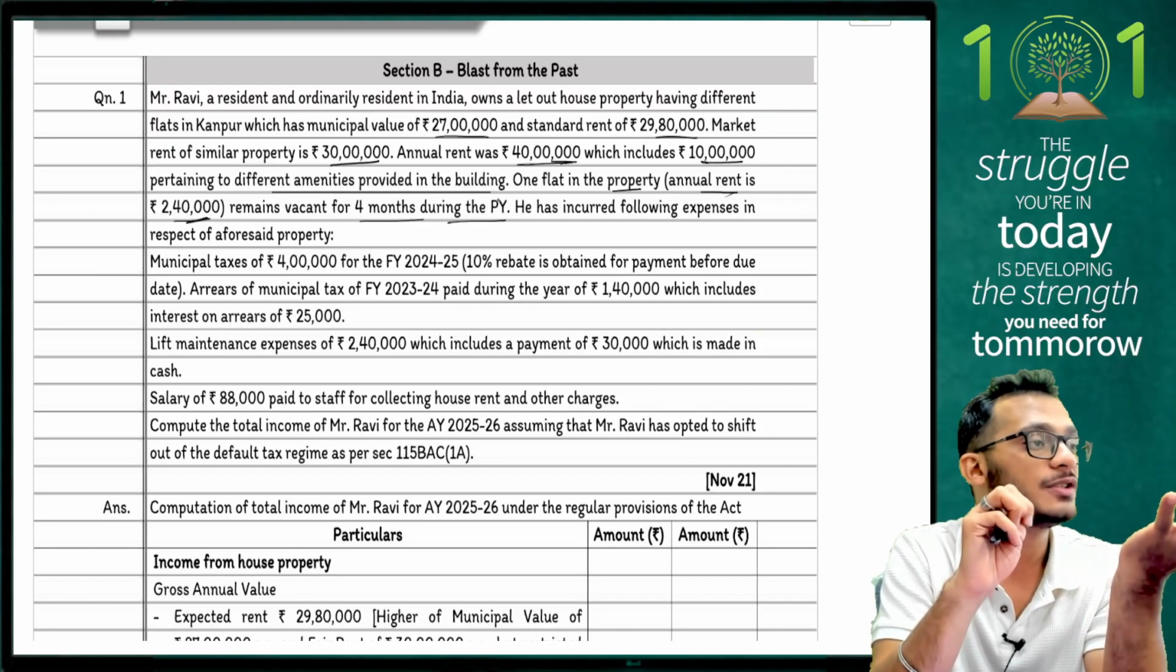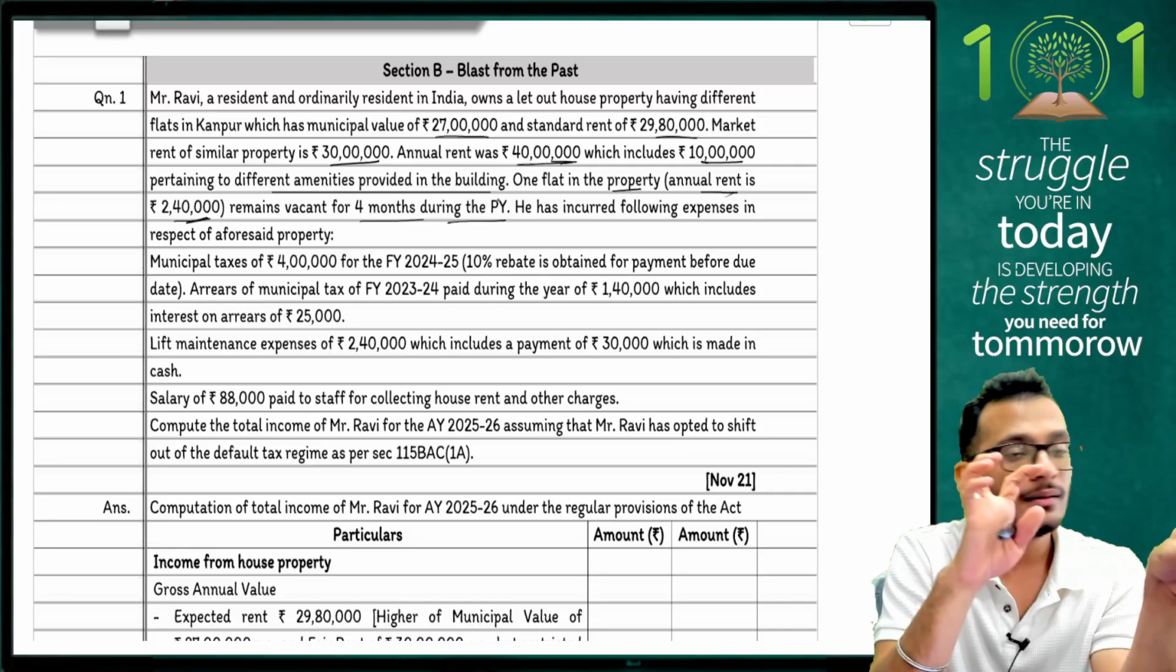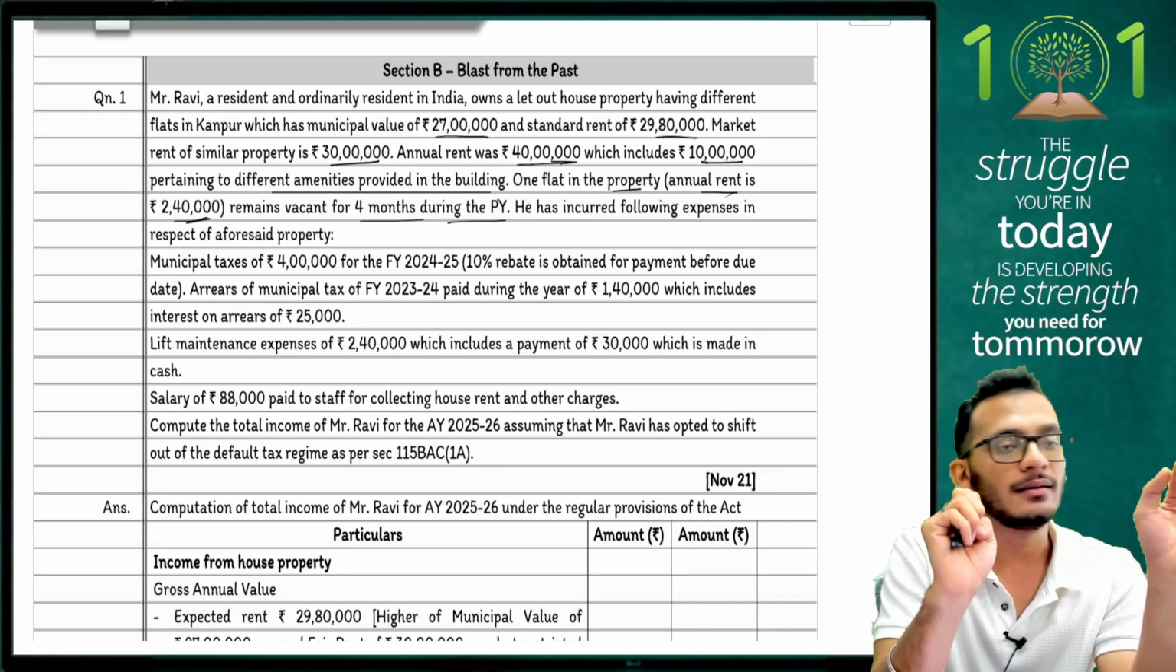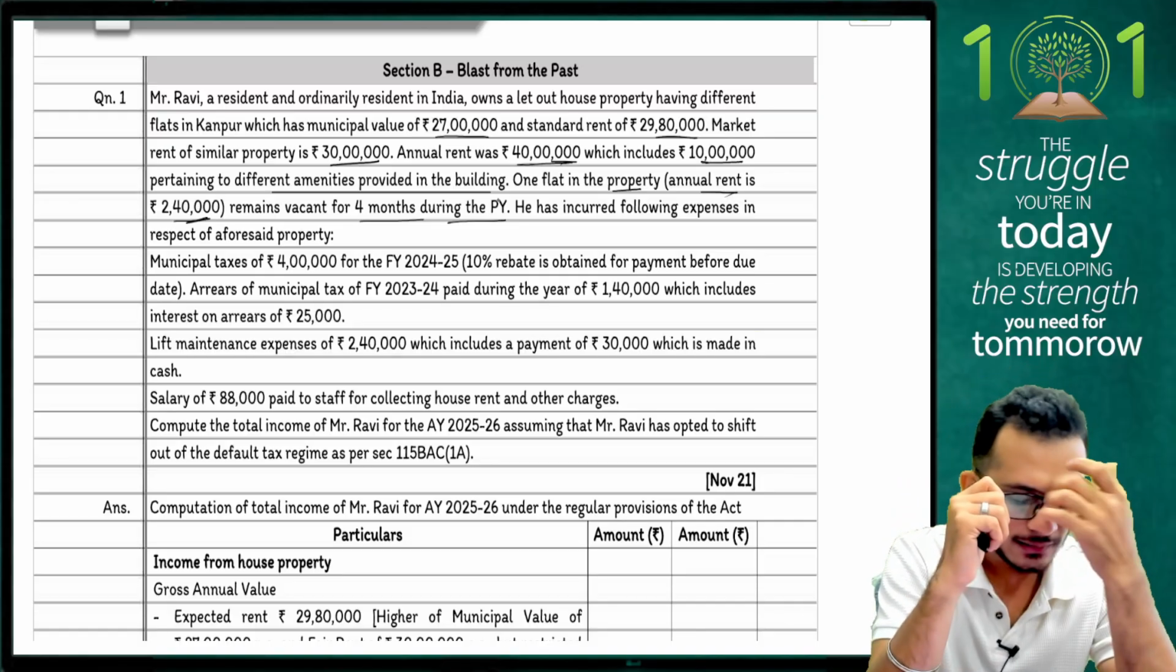So keep in mind, people, the 4 months' portion of the 2 lakh 40 will have to be apportioned between house and amenities, because amenities also did not get the rent, and the house also did not get the rent. Correct? Keep that in mind.